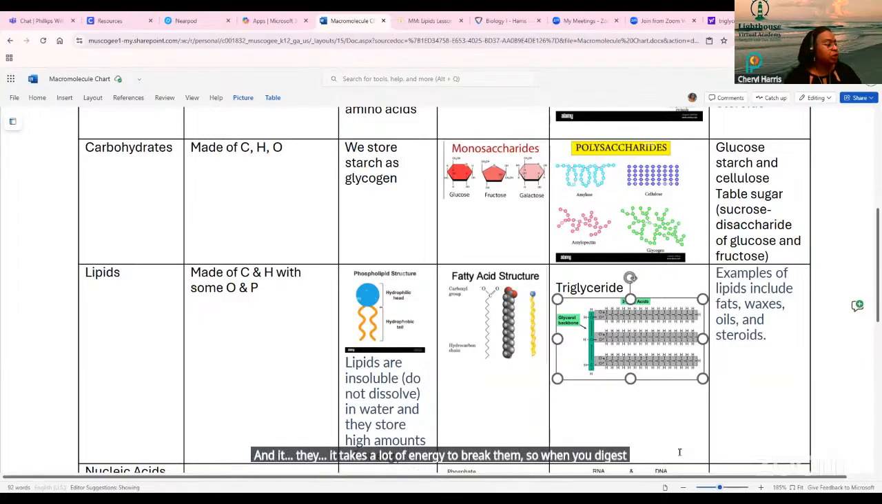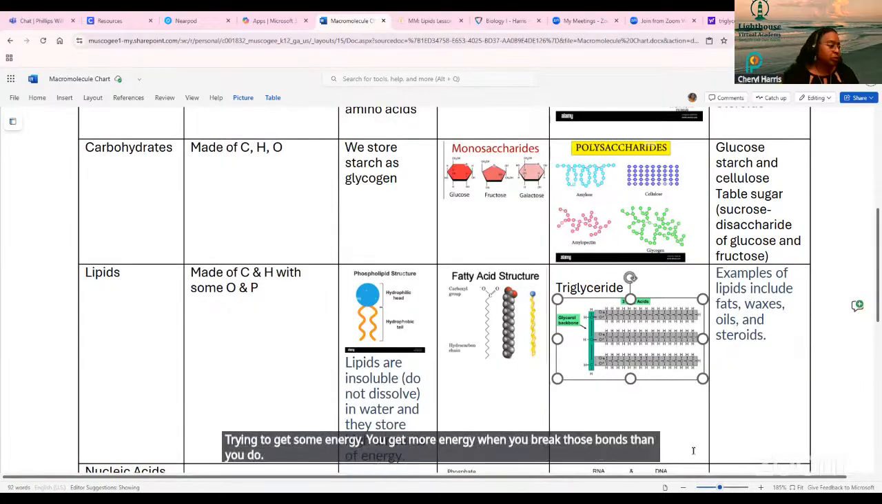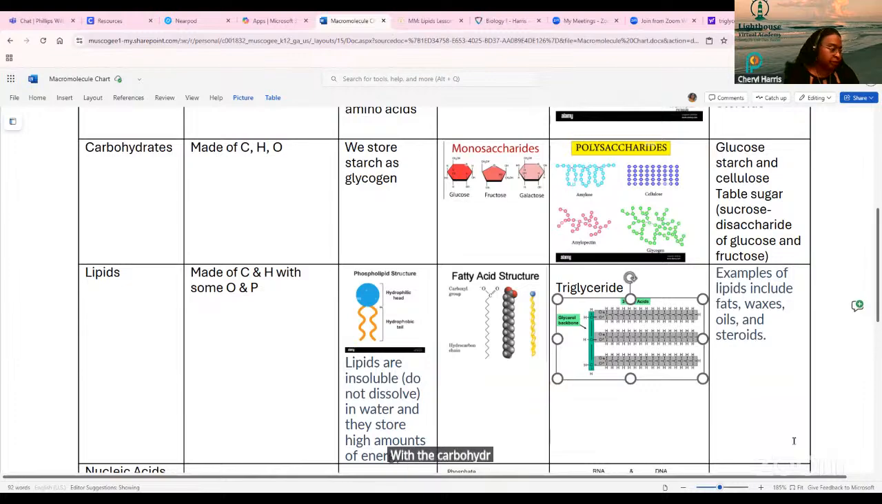So when you digest things trying to get some energy, you get more energy when you break those bonds than you do with the carbohydrate. Okay.